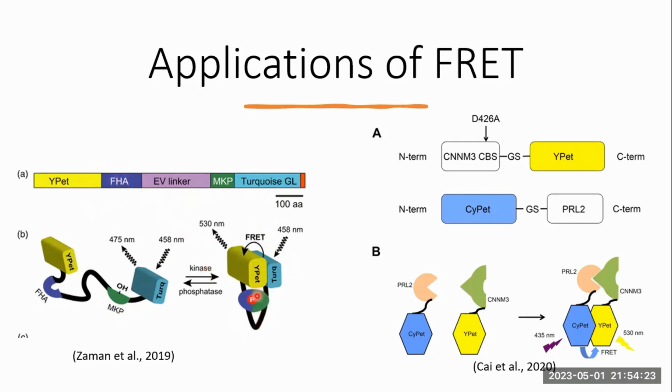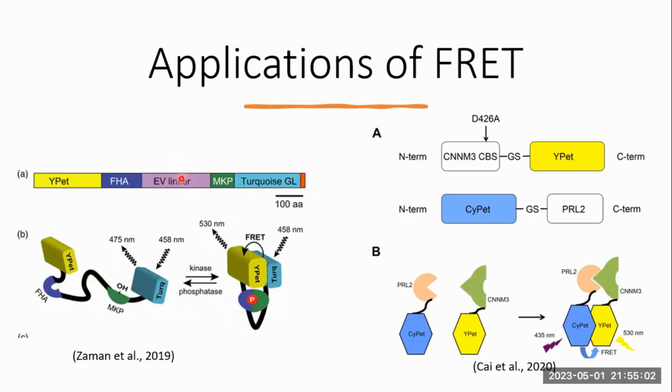So if there is phosphorylation, however, we can easily see an emission from the YPET because the FHA1 will have affinity for the substrate domain. However, if phosphatase removes the phosphate group, it will return back to the original state where we can only see low levels of emission of the YPET in comparison to the excitation of the turquoise GL.